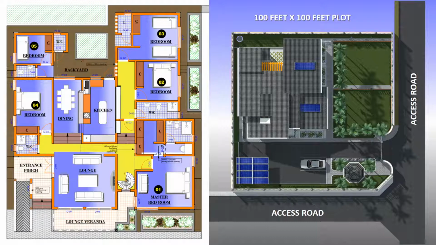When we look at the site, we do have a 100 by 100 plot with just 2 access roads. We have 5 bedrooms: the master bedroom, and then 4 other bedrooms. Bedroom number 4 is basically a guest bedroom, and bedroom 5 is a laborer's bedroom which can be accessed from the outside.